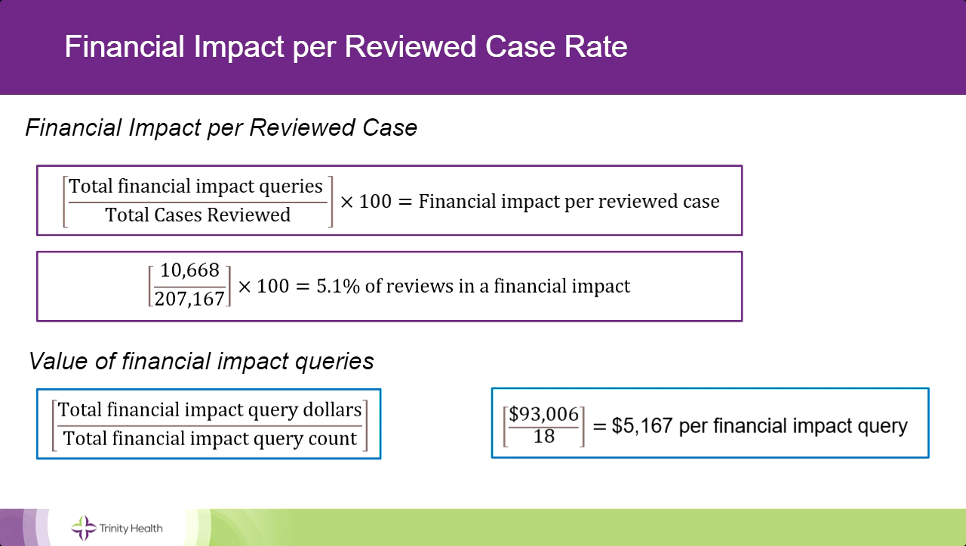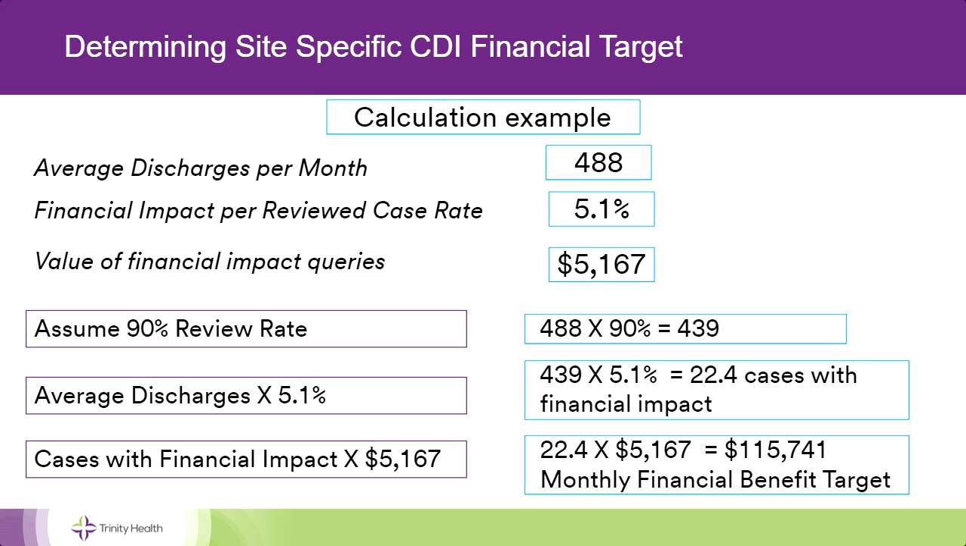So our financial impact per reviewed case: the numerator is total financial impact queries divided by total cases reviewed and multiplied by 100. And then the value of the financial impact queries is the total financial impact query dollars divided by the total financial impact query counts to give us $5,167 per financial impact query.